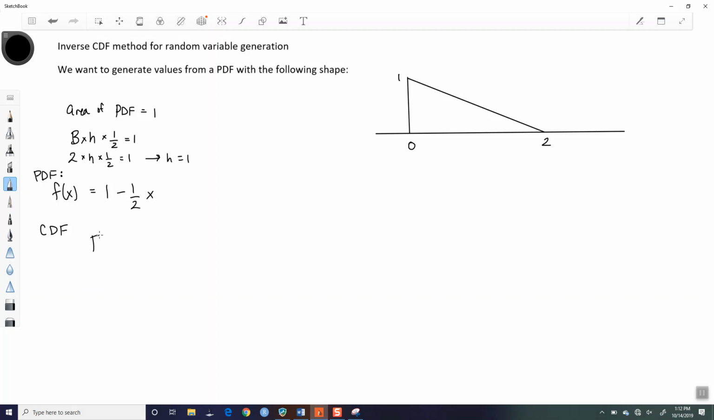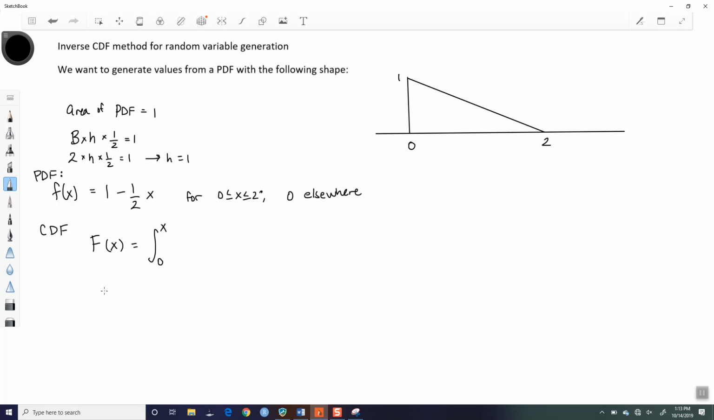What we want for the CDF is the integral of f of x. What you have to remember is you're going to go from 0 to x, or technically negative infinity to infinity. So technically our PDF is this, for 0 less than x less than 2, and 0 elsewhere. That's technically the full PDF.